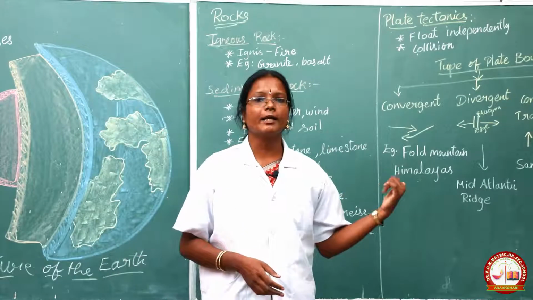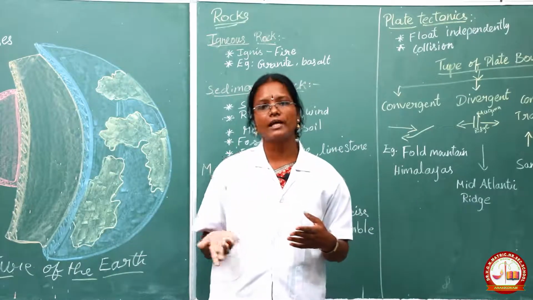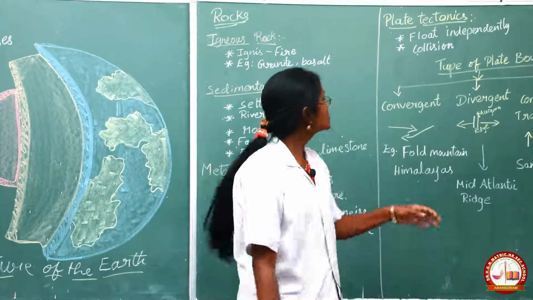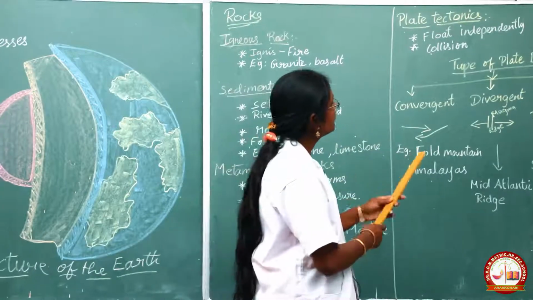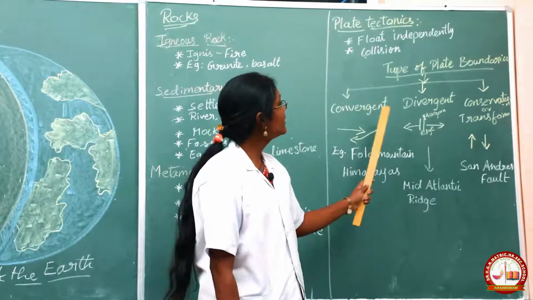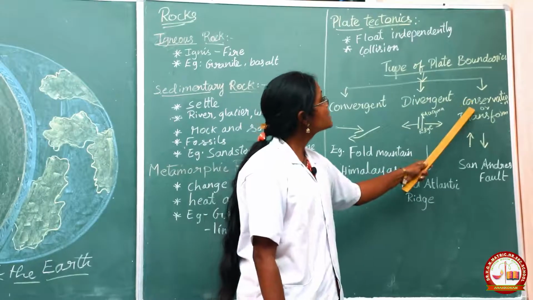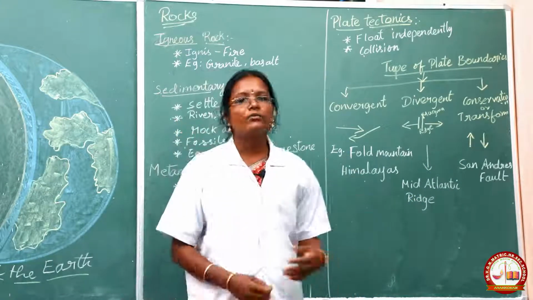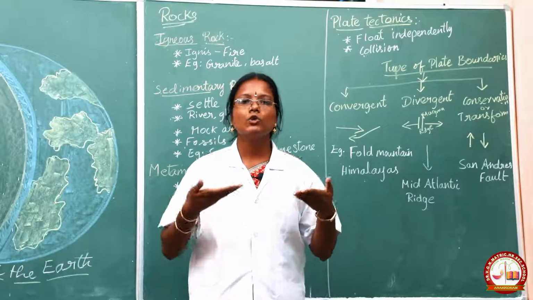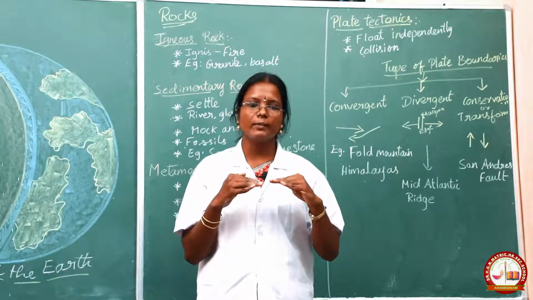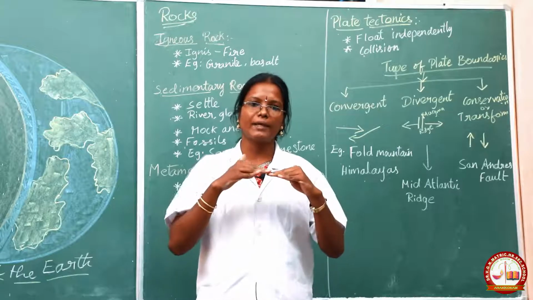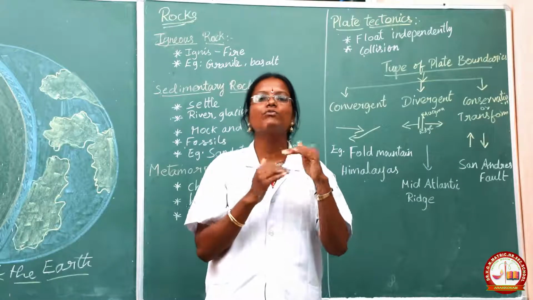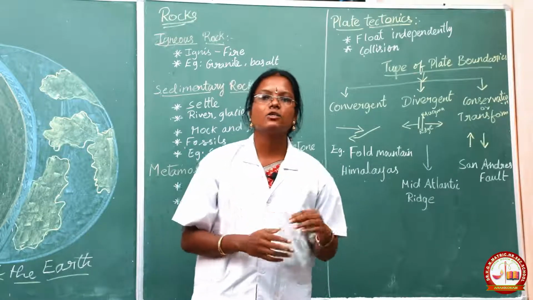Now we have different types of plates. I told you different directions and different speeds. So based on the direction, there are different types of plate boundaries. First is the convergent plate boundary, then divergent plate boundaries, and conservative or transform plate boundaries. What is the difference here? See, at convergent boundaries, two plates come and meet together. Because of the thickness, one plate goes beneath the other plate, so it forms folded mountains. That is called a convergent boundary.